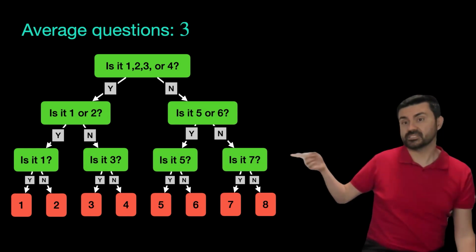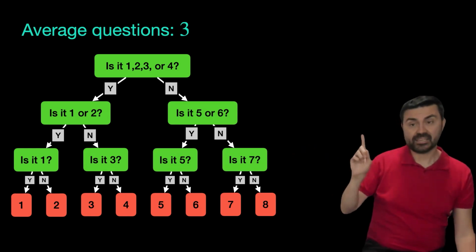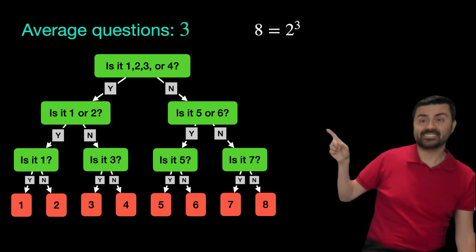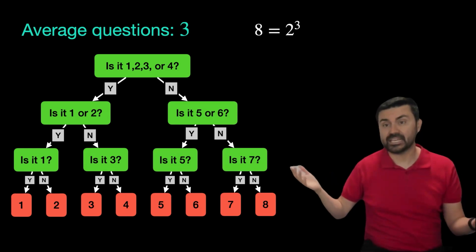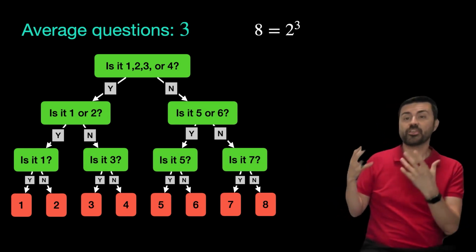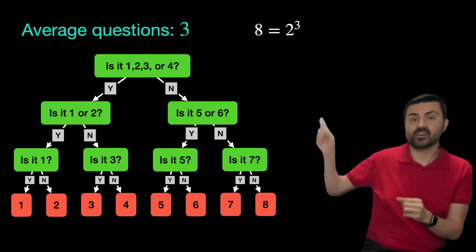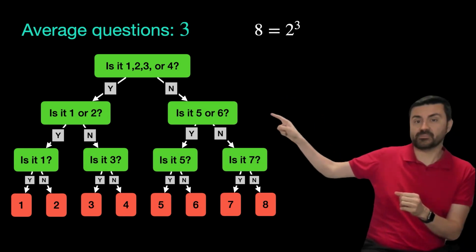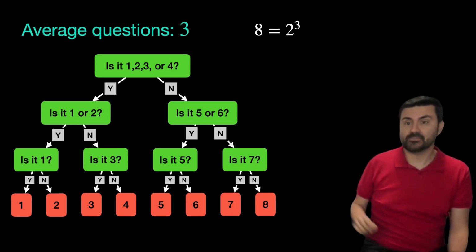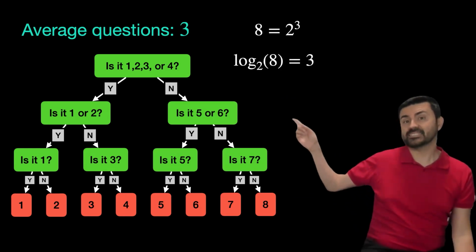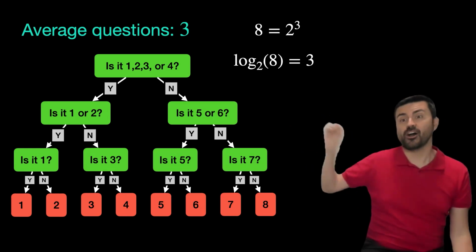So the average number of questions is 3. Why 3? Well, because 8 is 2 to the power of 3. I need to multiply a 2 3 times to get 8. Why? Because here I have 1, then times 2, and times 2. In other words, 3 is the logarithm base 2 of 8.